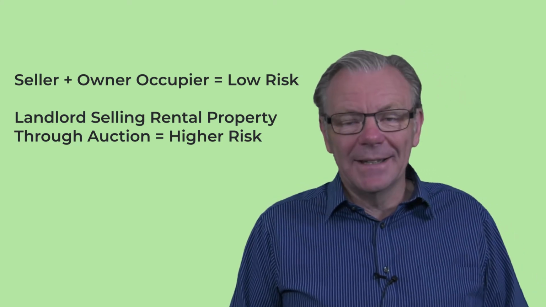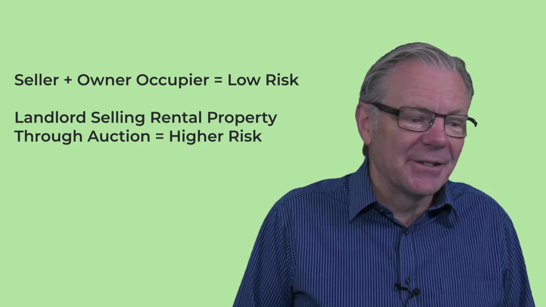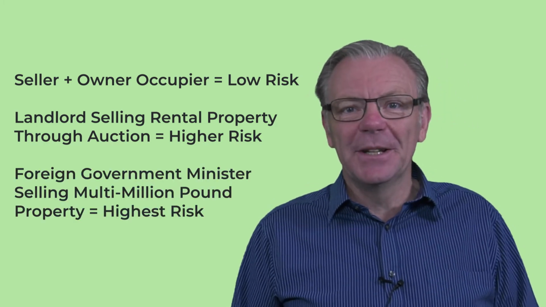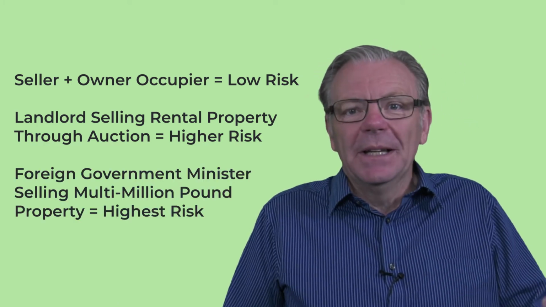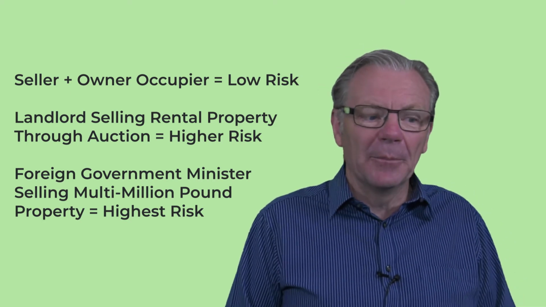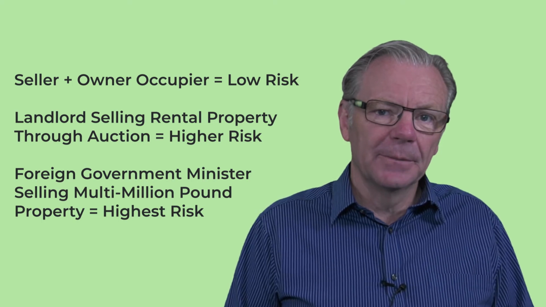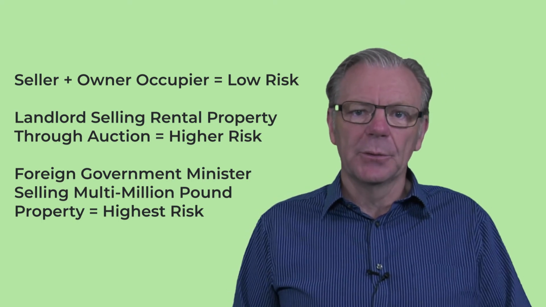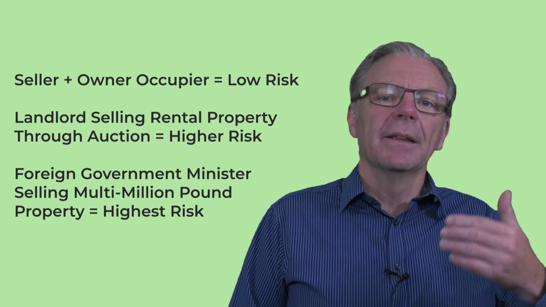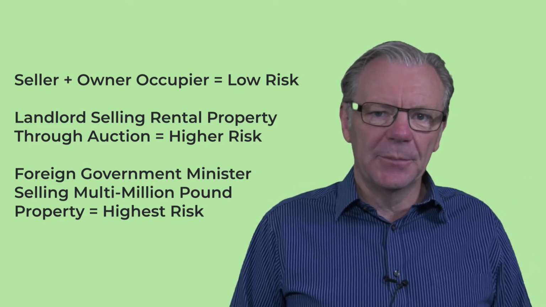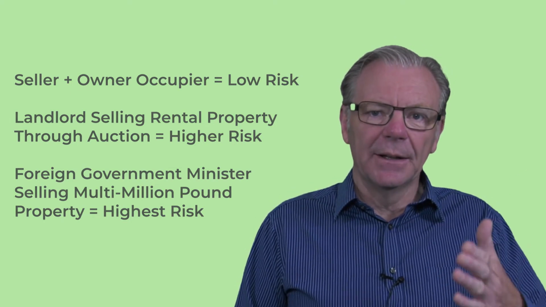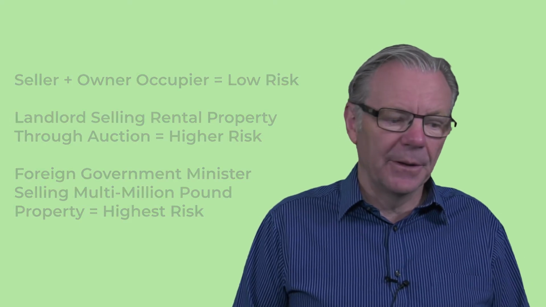And of course, you might get involved, if you're very lucky, in selling a property for a Russian government minister who wants to sell a £1 million property or a £5 million property. They're going to be the highest risk for you, and so they're potentially going to want to hide their identity. Therefore, you take additional steps to ensure that you understand exactly who they are and you verify their identity.